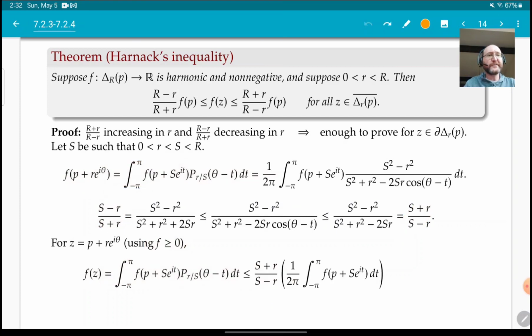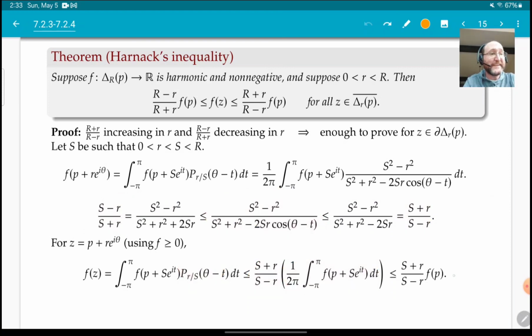So let's bound the Poisson kernel from above by this guy, right? And now notice, I've already pulled it out. Notice that this upper bound doesn't depend on t, right? That's the point, really. I'm relating the Poisson kernel: I have a lower bound and an upper bound that do not depend on t. And so I can now pull it out, and notice that what's left is just the average value of f on the circle of radius s.